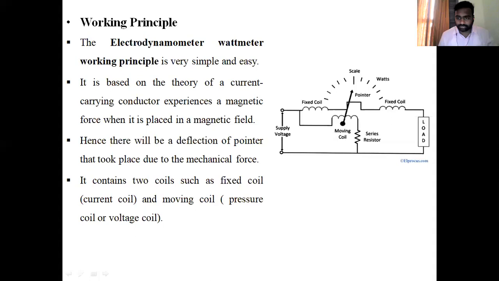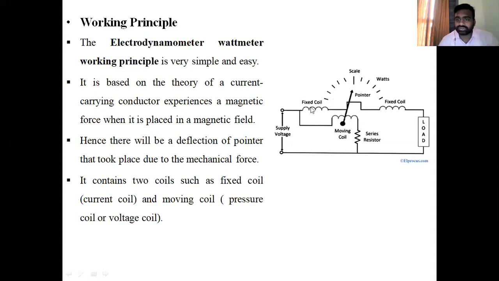If you see the working principle, as we said in the introduction, there are two coils present. One is a fixed coil and the second one is a moving coil. The fixed coil is nothing but the current coil, which is connected in series to the line. So this is the applied voltage. As far as the applied voltage is concerned, this is the fixed coil. The fixed coil is connected in series to the line.